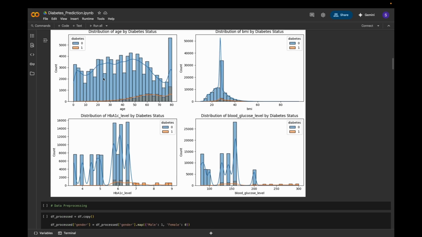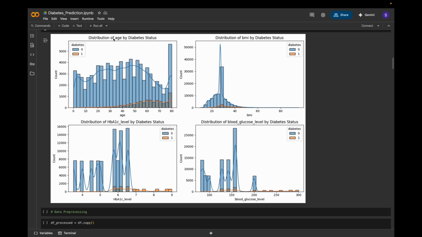So here's our visualization for these distributions. So distribution of age by diabetes status. We can tell that older people tend to have more cases of diabetes as compared to younger people. And for the distribution by BMI, the level is around 30 to 40, that's the range. Then the distribution of HbA1c levels by diabetes status.